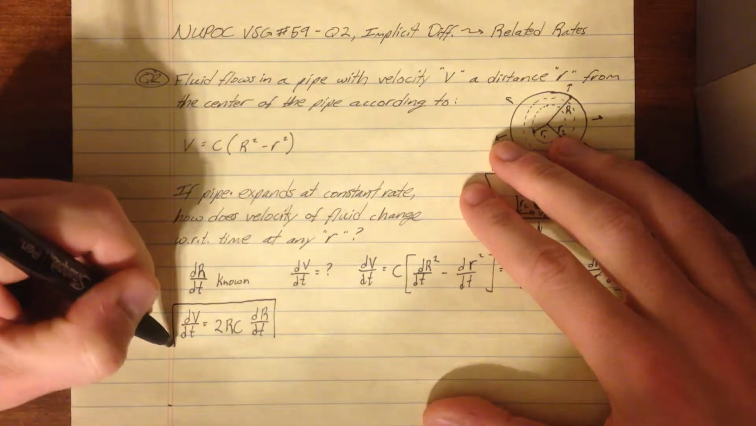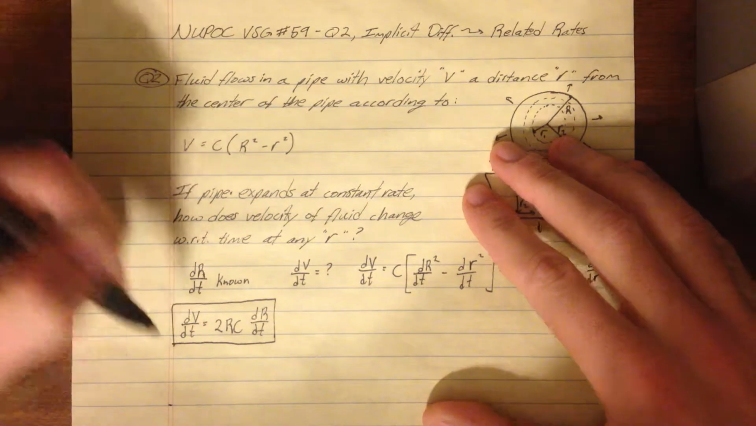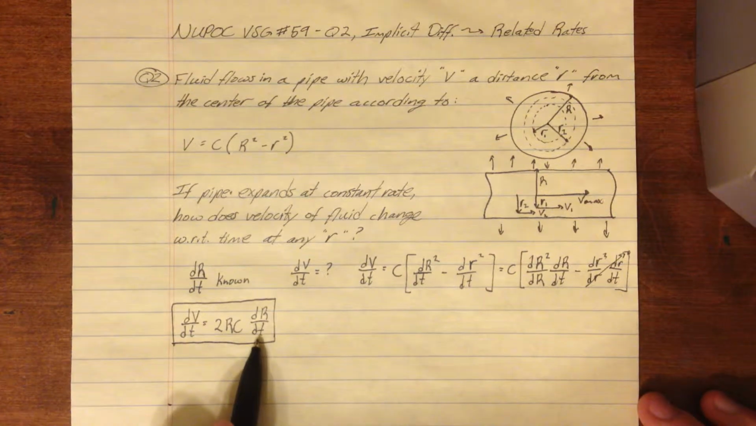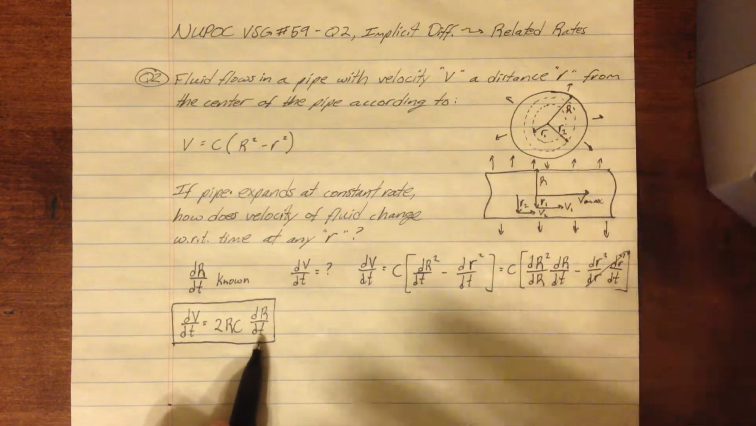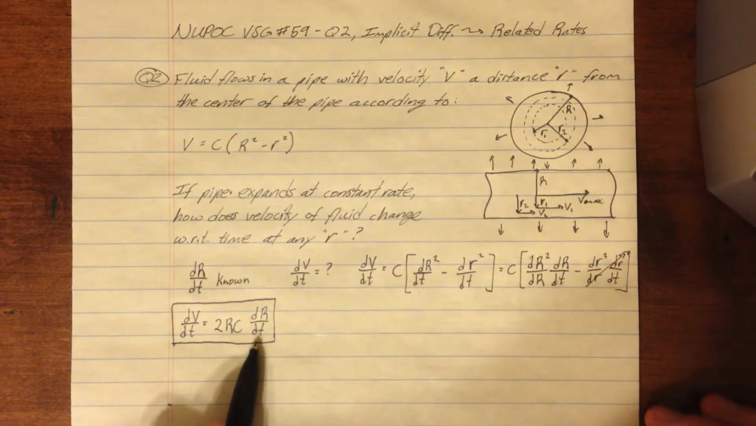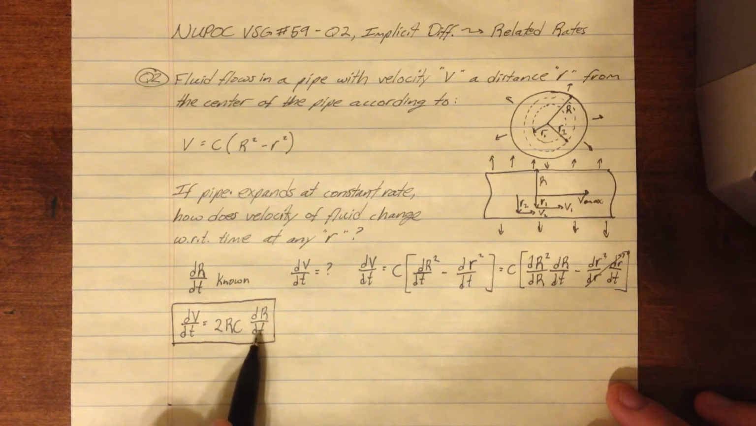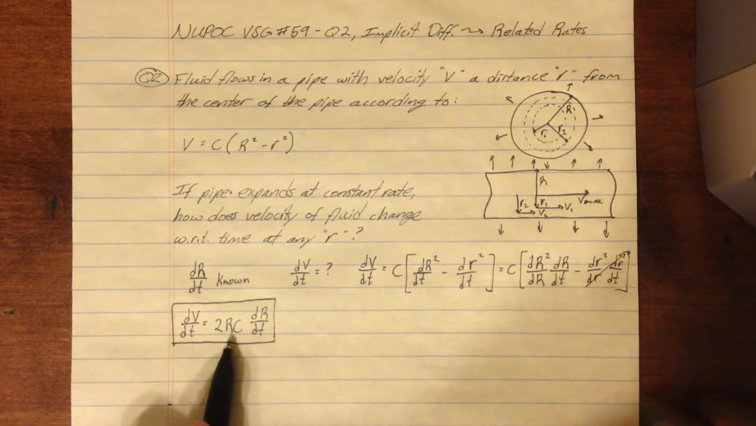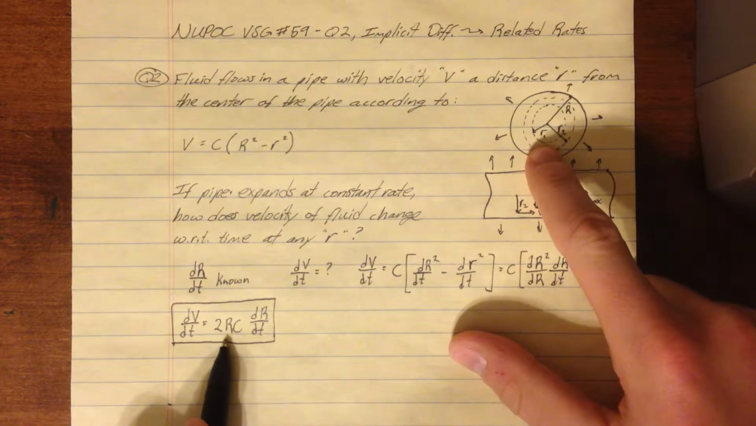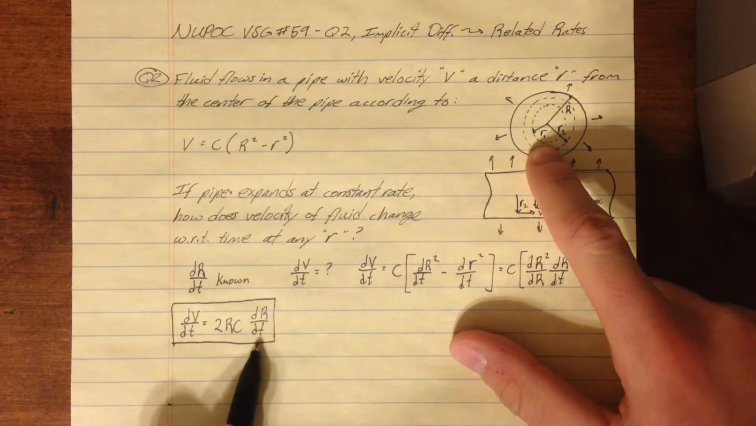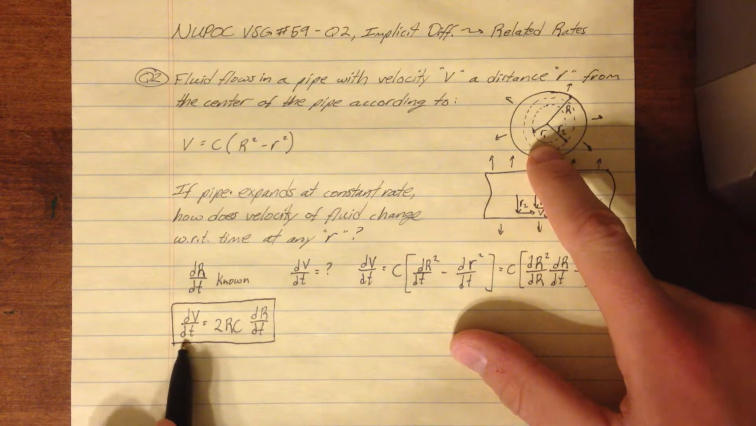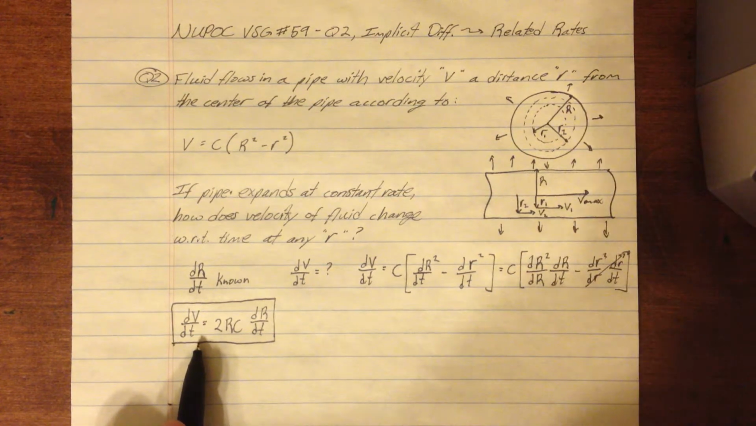So that's essentially our answer. We use implicit differentiation to solve this related rate problem. What we know is the rate at which the pipe is expanding. We don't know exactly what the function is, but we assume we have it, and we use this known rate to find out what this other rate is, the change in fluid flow velocity with respect to time at any r. So it doesn't matter whether r is right at the center or halfway out. As the pipe expands, this whole 2rc dr dt is how the velocity of the fluid at any r in the pipe is going to change.